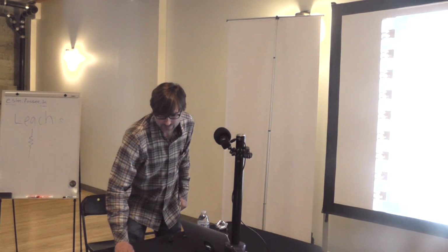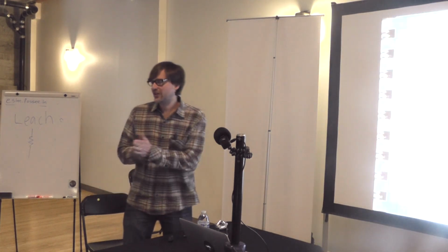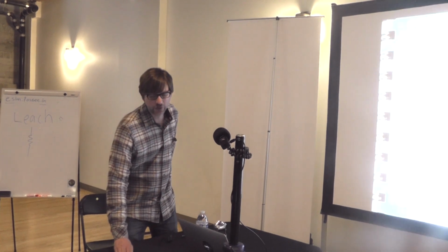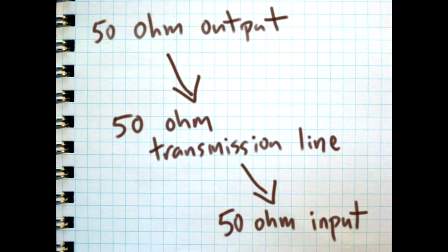Now, here we go. Transmission lines. If you have a 50 ohm output and a 50 ohm input, you still have to have a 50 ohm transmission line that goes from one to the other. How do you do that? Well, you use an impedance calculator, a characteristic impedance calculator for your PCB.